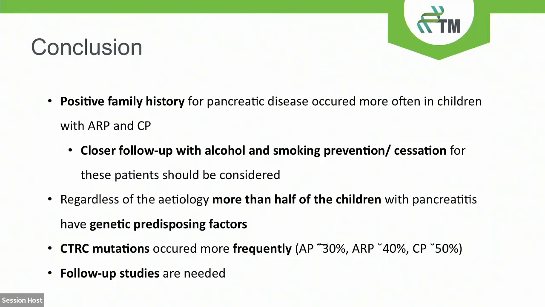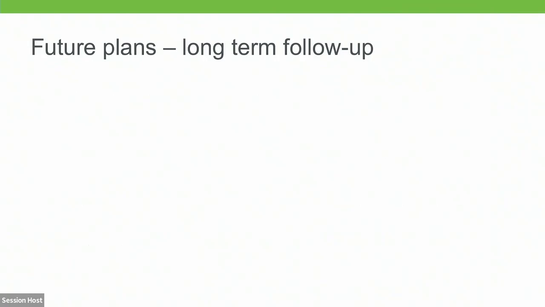So to conclude, the positive family history of pancreatic diseases occurred more often in children with acute recurrent and chronic pancreatitis, and closer follow-up for this patient population, incorporating alcohol and smoking prevention or cessation programs, should be considered. Regardless of the etiology, more than half of the children with pancreatitis have genetic predisposing factors. CTRC mutation occurred more frequently in our data set, and follow-up studies are needed to answer how these genetic factors affect the disease course and progression.